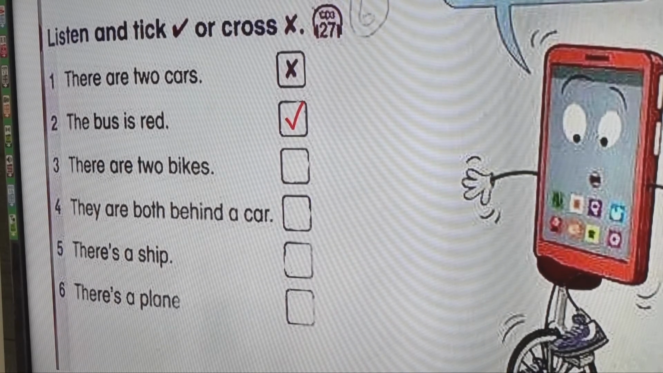Alright, good work. For number 3, let's listen. Let's listen to number 3. There are 2 bikes. One's behind the blue car. One's behind the red car.